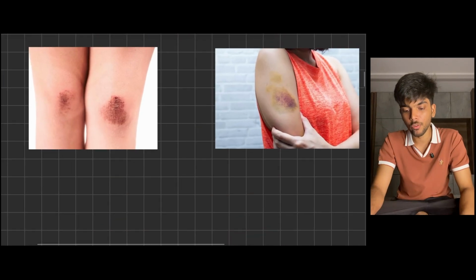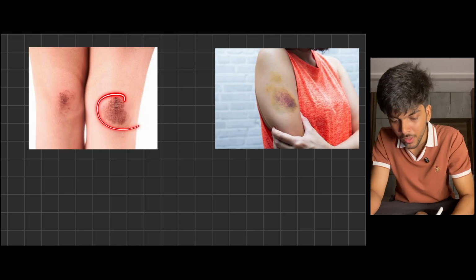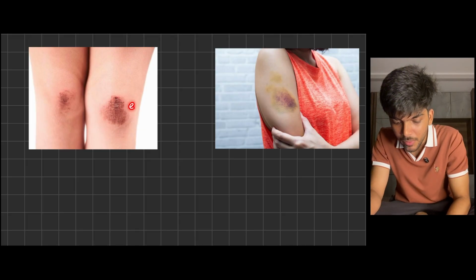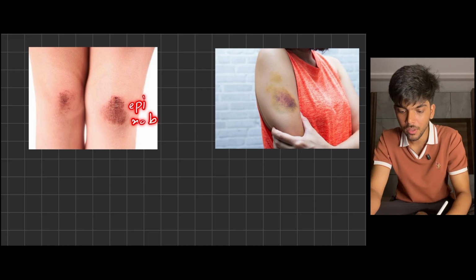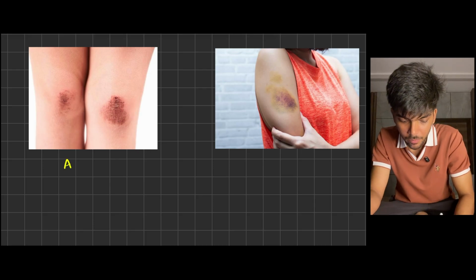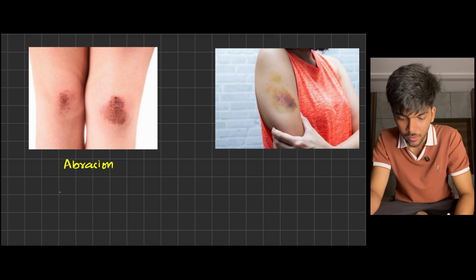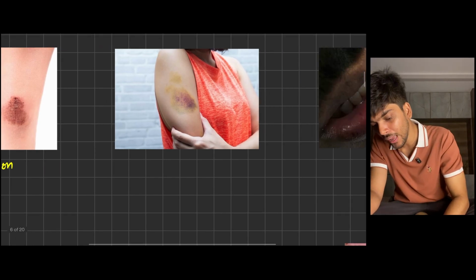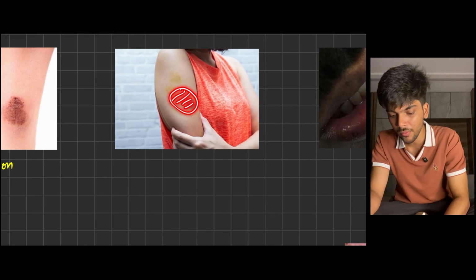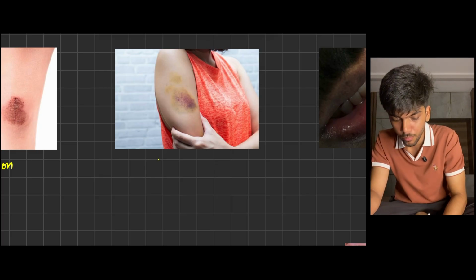Okay, time for revision. What do you see here? You see only the epidermis is involved and there is no bleeding. So this is obviously abrasion. What can you appreciate? I can appreciate the length of the abrasion and the breadth of the abrasion. So length times breadth. Second, what do you see? I can see discoloration over the skin, probably due to a clot underneath. So this is a bruise.